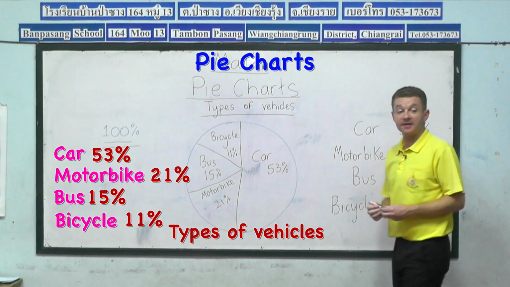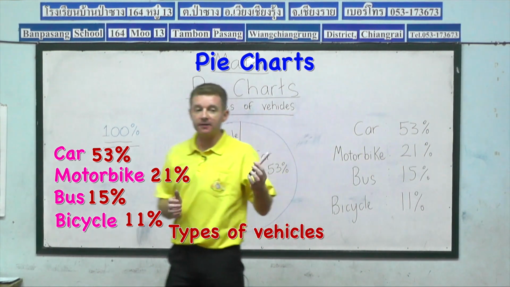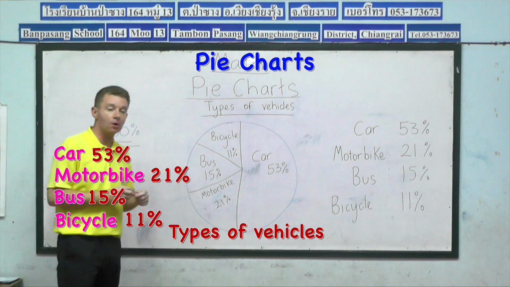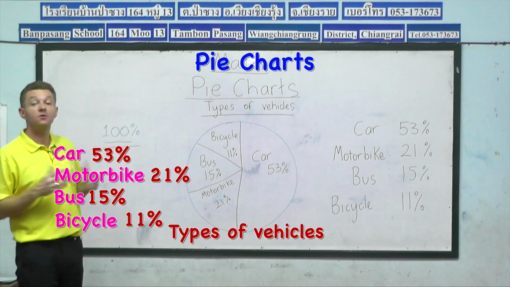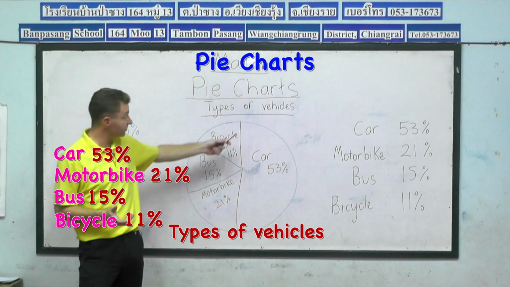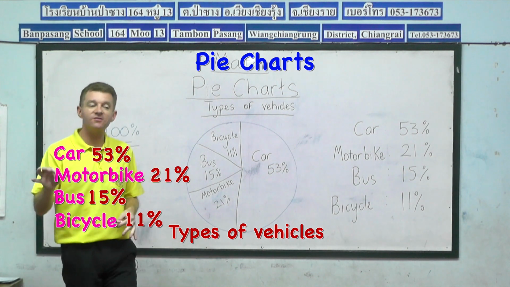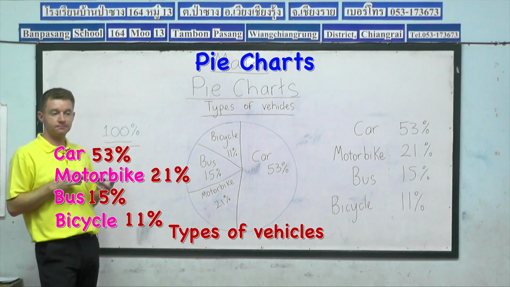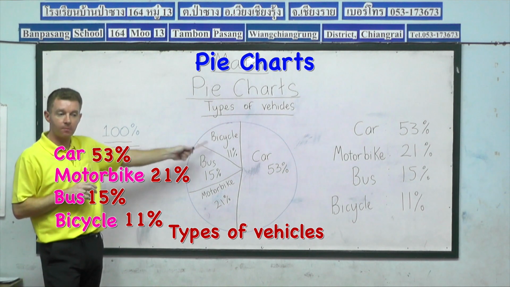So this is an example of a pie chart. Now, who can tell me, by looking at the information on the pie chart, which is the most popular type of vehicle? Cars. Easily cars, because more than half of the pie chart is for cars. Which is the least popular? Bicycle, because bicycle is the smallest part.